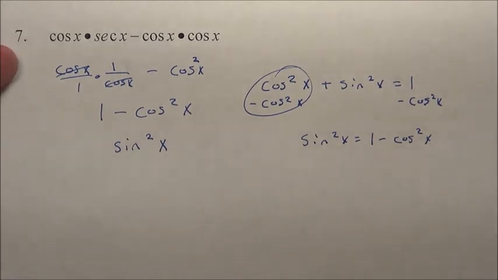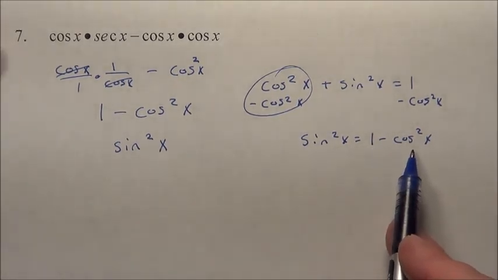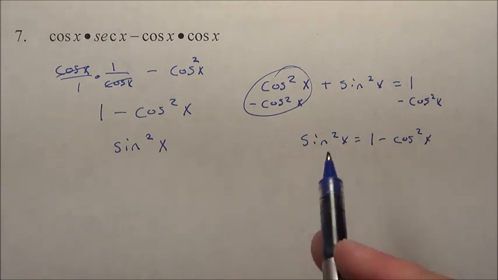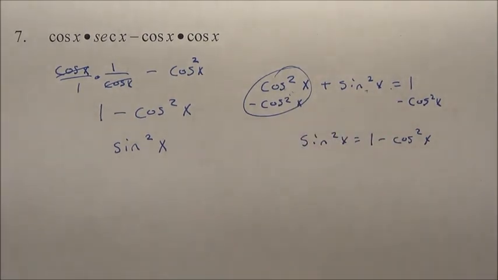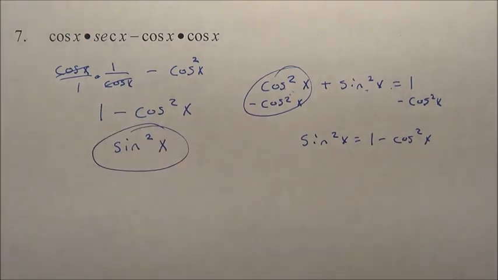We should recognize, it's a clue when you see 1 minus either cosine squared of x or sine squared of x, you should be thinking about this basic Pythagorean theorem right here. There's problem 7, the final answer, sine squared of x.